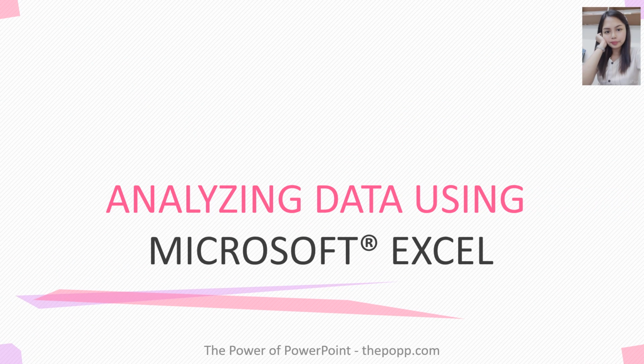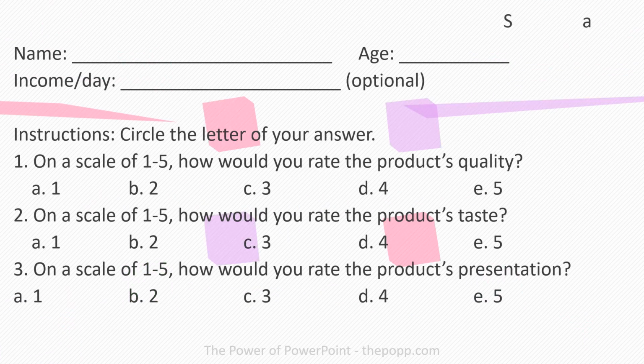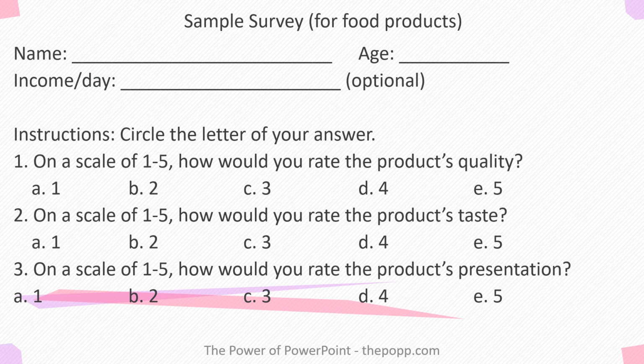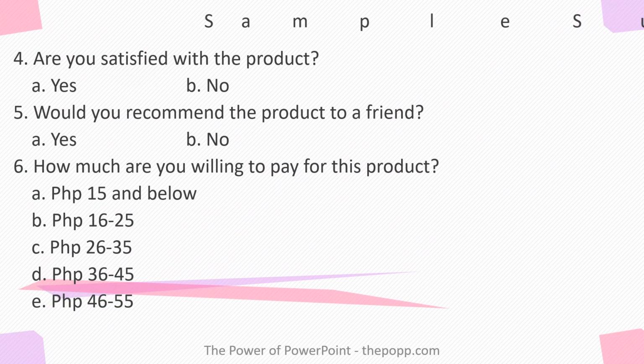Analyzing data using Microsoft Excel. So, a sample survey for food products. This is an example. Circle the letter of your answer. On a scale of 1 to 5, how would you rate the product's quality? How would you rate the product's taste? And how would you rate the product's presentation? So, that's the scale, 1 to 5. We will know when we make our example in Microsoft Excel.